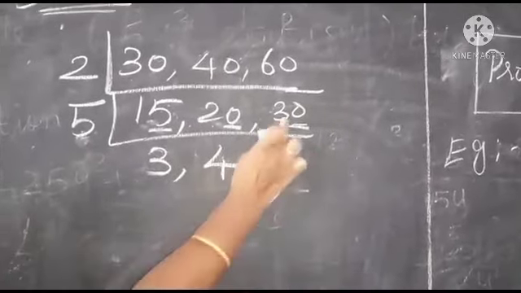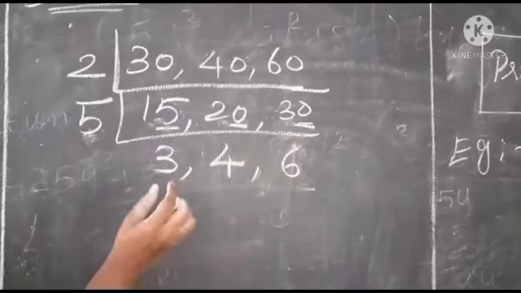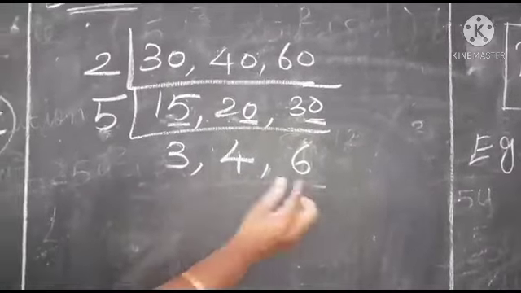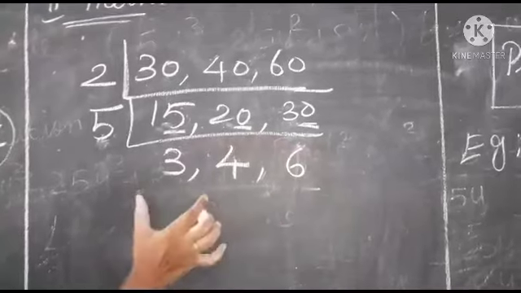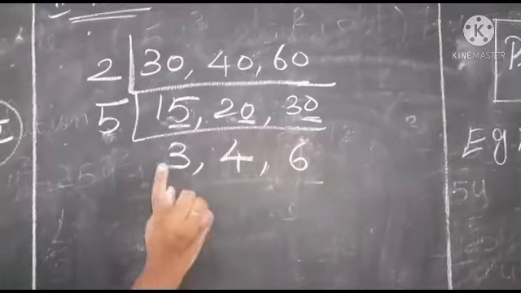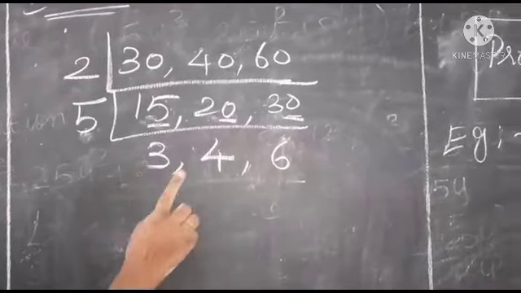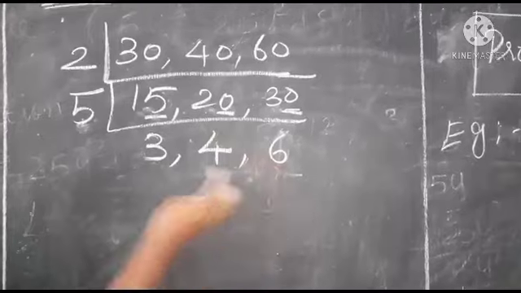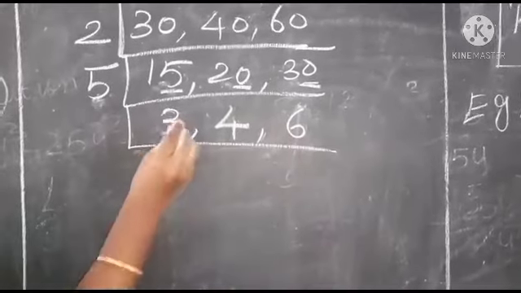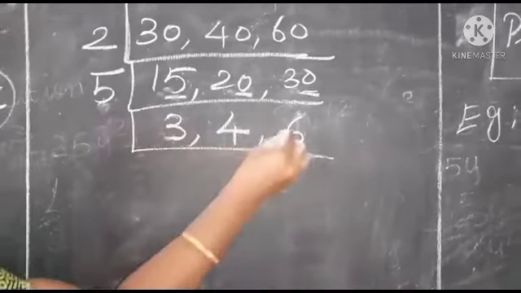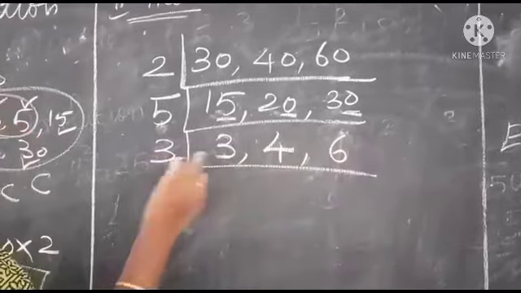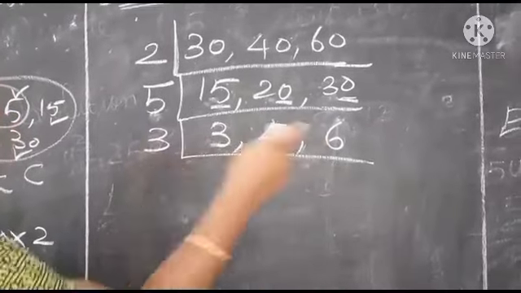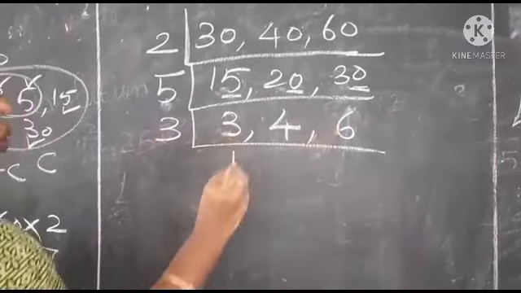See children, the numbers 3, 4 and 6. There is no common number for 3 numbers, but there is a common number for 2 numbers. For 3 and 6 we have a common number. So write that one: 3 here, and then we take the common factor for 3 and 6, which is 3. How many 3s are in 3? 1 3s are in 3.